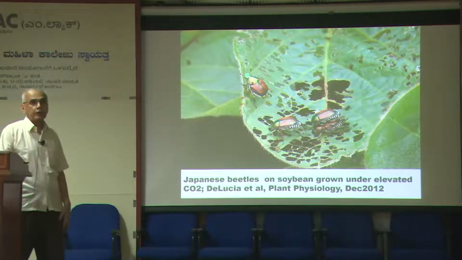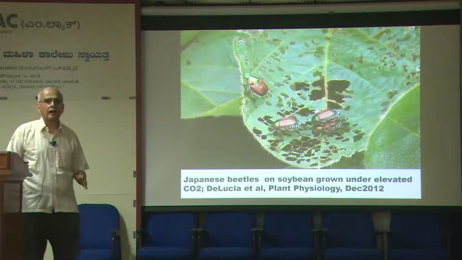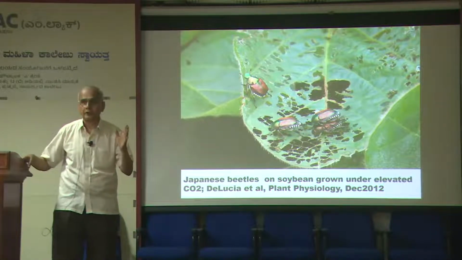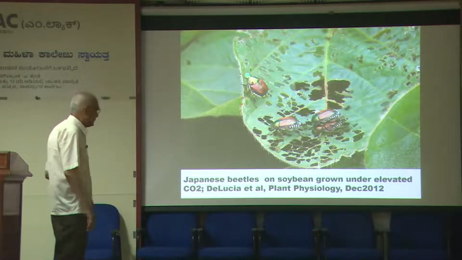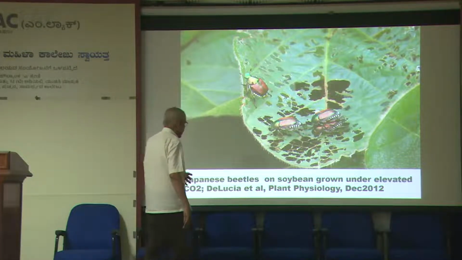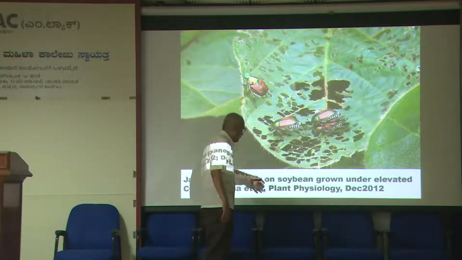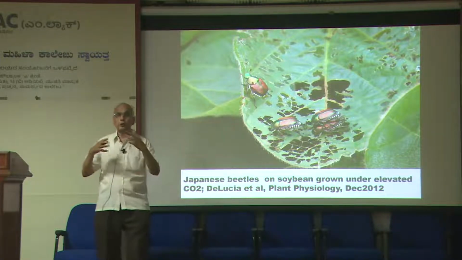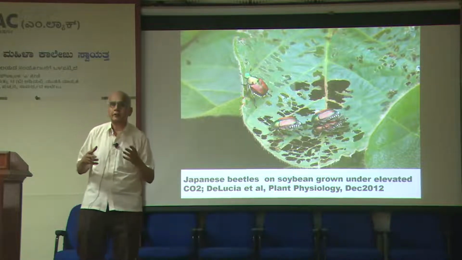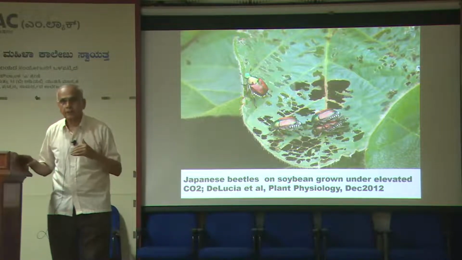Now, although we cannot handle it, insects are ideally suited for hot weather. All of you know it. And when summer comes, the insects come out from anywhere. Now this is a beetle, which is eating away the soybean plant when there is high carbon dioxide. This is a lab experiment. So if CO2 goes up and temperature goes up, who is the beneficiary? Insects, not human beings.